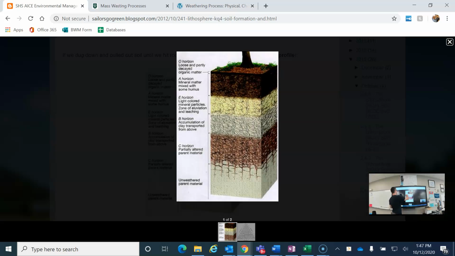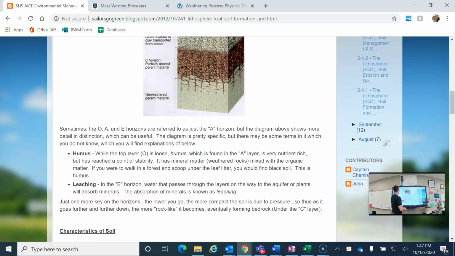The E layer has been compacted further. It's light colored, has mineral particles. This will have leaching in it, and leaching is when water comes through and takes components from that soil, so it's the zone of leaching. The B horizon, you're getting more rock-like here. It's the accumulation of clay transferred from above. Clay, we're going to learn, has very small particle size, so that goes the furthest down. And then the B layer is even more compact. Then the C layer, you're pretty much rock at this stage, but you can still probably dig through it. And then unweathered parent material is going to be your rock underneath. So it just gets more and more compact as you go down.